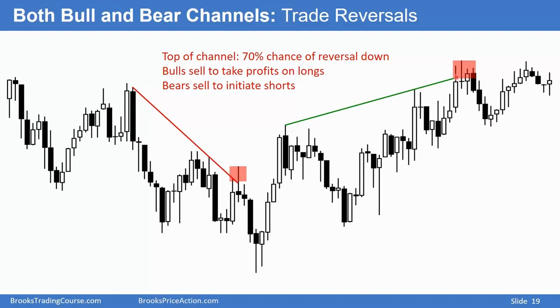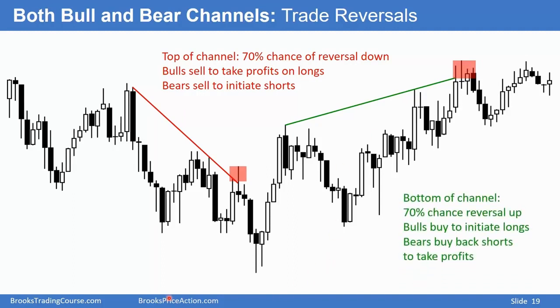This is a bull trend, and this is a bear trend. It does not matter that this is the top of a bear trend and this is the top of a bull trend. 70% chance you're going to get some kind of a reversal, a tradable reversal. The same is true with the bottom of a channel. Here's the bottom of a bear channel, 70% chance point 3 will reverse up. Here's the bottom of a bull channel, 70% chance point 3 will reverse up. Point 1, point 2, I draw a line, this is point 3.